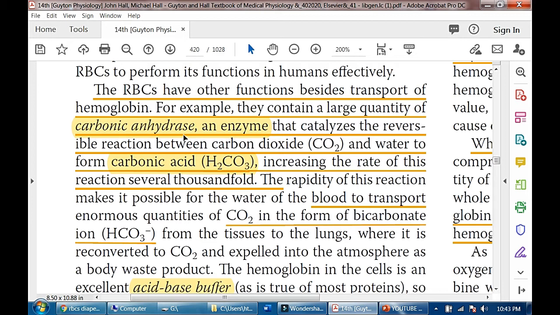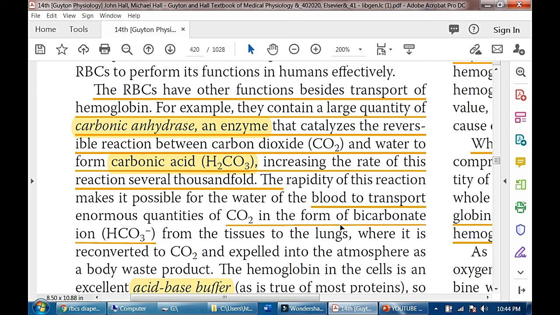What is the function of this enzyme? It catalyzes the reversible reaction. What is the meaning of reversible reaction? When carbon dioxide and water combine together, they form a weak acid which is carbonic acid. Carbonic acid then divides into bicarbonate ion and hydrogen ion. This is why it is known as a reversible reaction, that is, carbonic acid does not maintain its shape. So RBCs contain a large quantity of carbonic anhydrase, which catalyzes the reversible reaction between carbon dioxide and water to form carbonic acid.